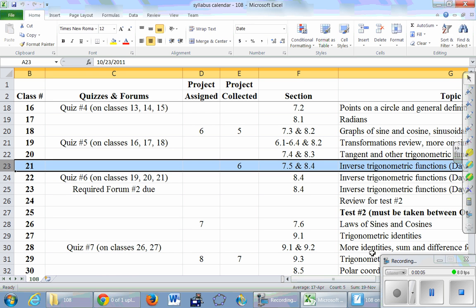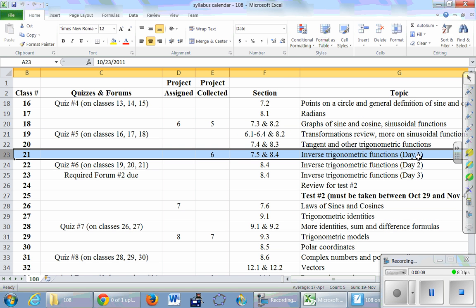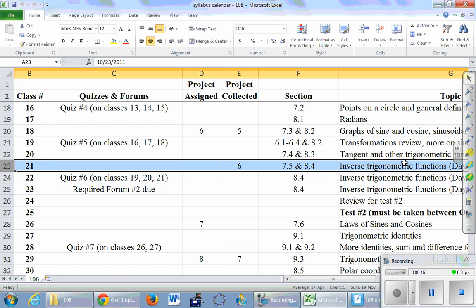Hello and welcome back. Today we cover inverse trig functions. Day number 1. You can see there's actually 3 different days allotted to inverse trig functions. They're very important. So today will be our introduction. We'll cover these sections in the book.